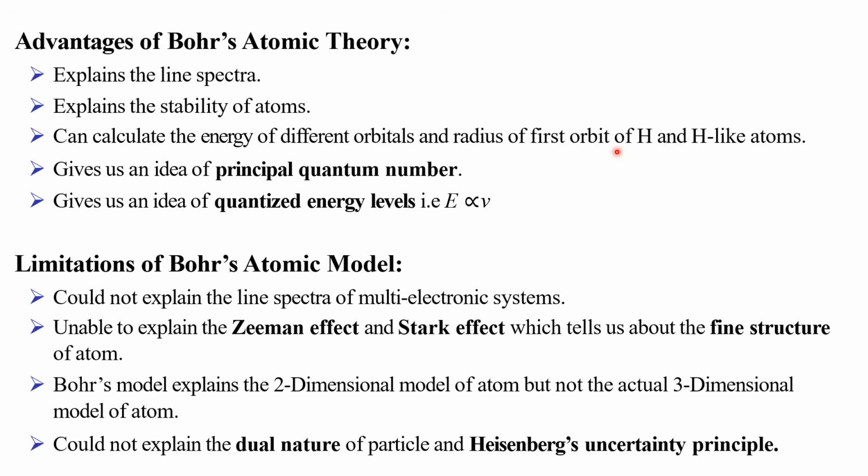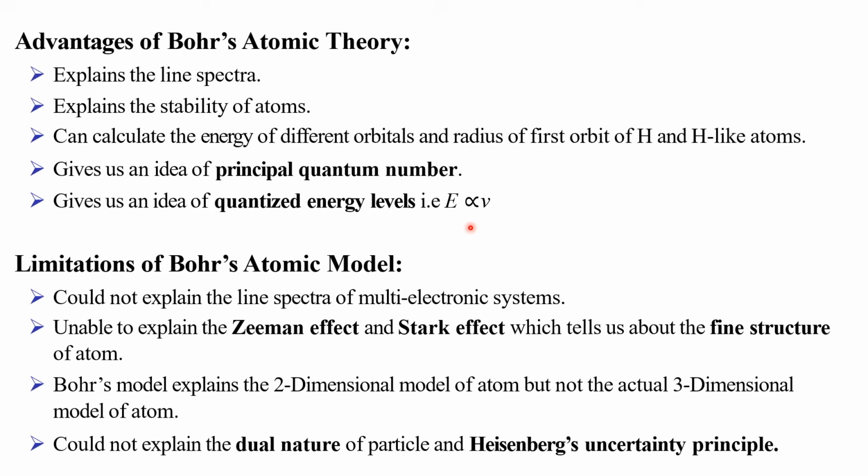Now, what are the advantages of Bohr's atomic theory? It explains the line spectra, as we just saw. It explains the stability of atoms. From there, we can calculate the energy of different orbitals and the radius of the first orbit of hydrogen and hydrogen-like atoms. It gives us an idea of the principal quantum number. It also gives us an idea of quantized energy levels, that is, E is proportional to nu.